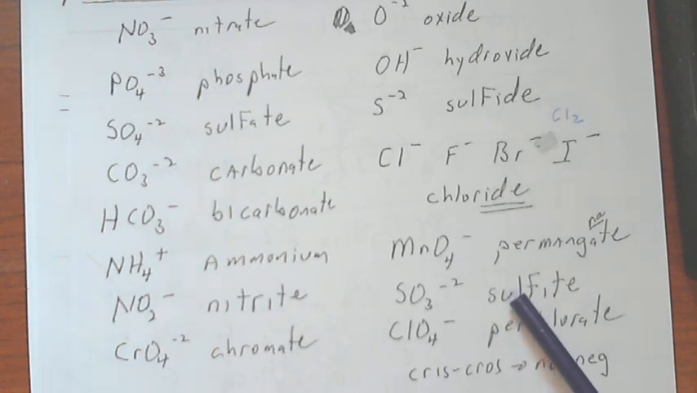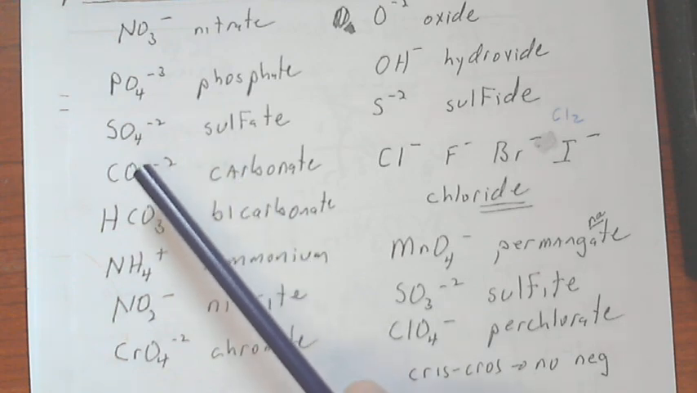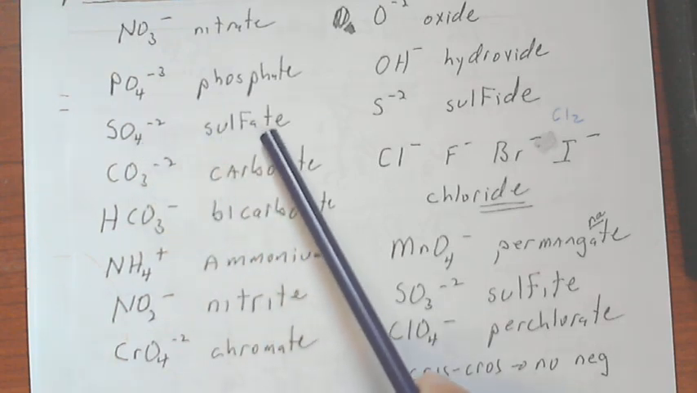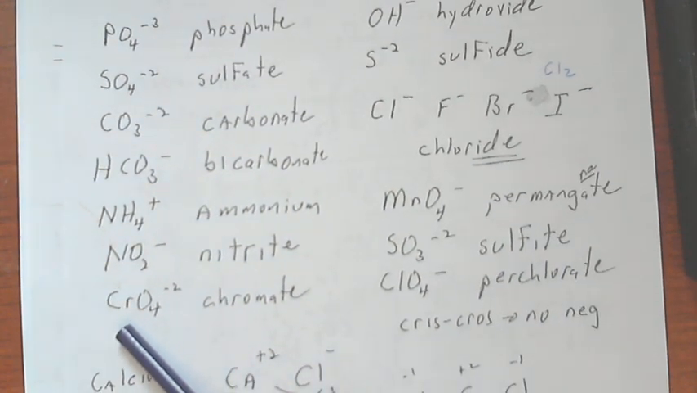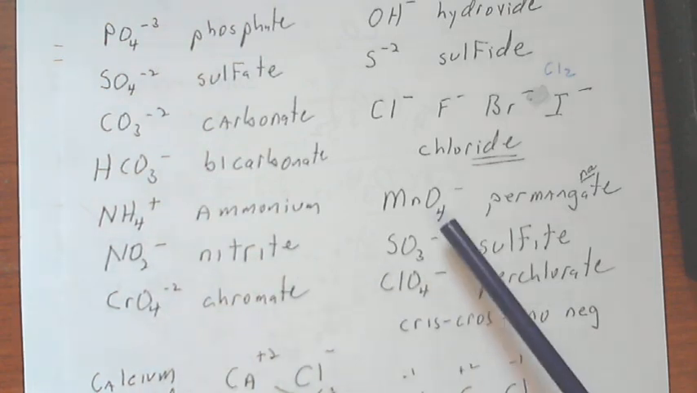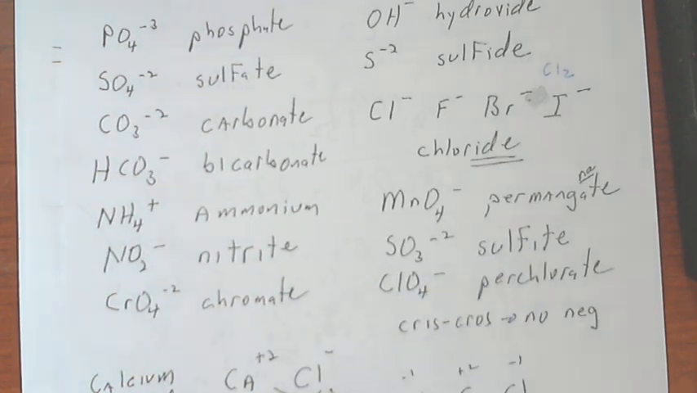Sulfite, SULFITE, is SO3. Remember, sulfate with 4 is more common and ends in ATE. Chromate, CrO4 -2. Perchlorate, ClO4 minus.